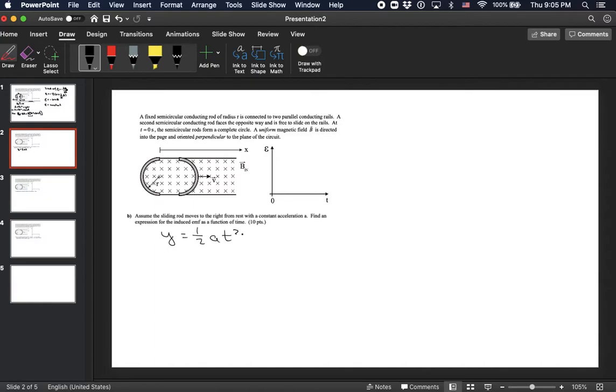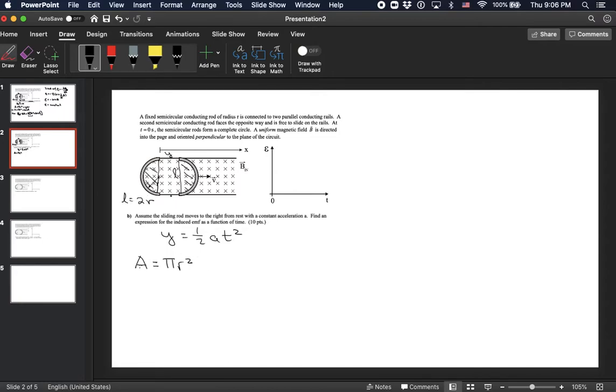a t squared. So now when I want to plug that into my area, I want to find the area, and then find the flux, and once I have the flux, I can take the derivative to find the induced EMF. So let's find the area. I'm still going to have my pi r squared for the two parts, right? The area here is half, and this area is the other half, so that gives me the full circle, which is pi r squared. And this is moving to the right, so this is going to be my y, and this is going to be my L, which is equal to 2r. So L is equal to 2r.